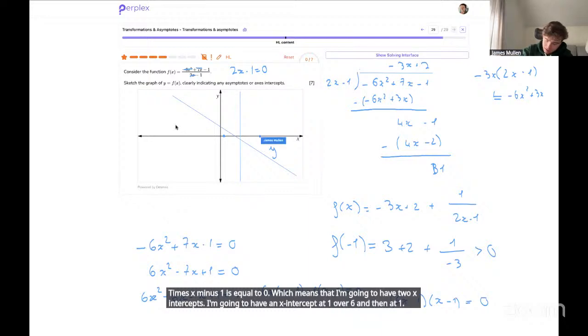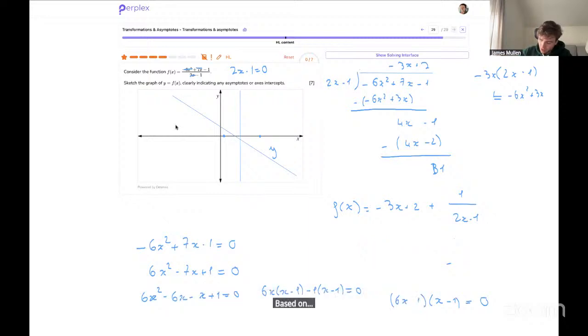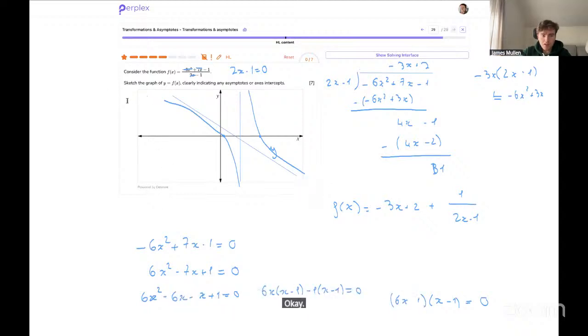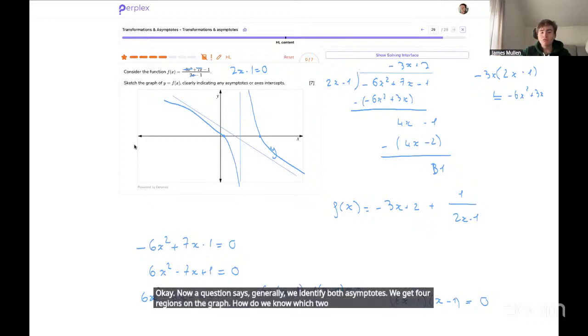So if I actually draw this now, based on the x-intercepts, I know that I'm going to have something like this and something like this. If I draw it a bit better, it's going to come through here like that. Okay. Now, a question says, generally, we identify both asymptotes. We get 4 regions on the graph. How do we know which 2? Yeah, exactly. We can use the roots to get the shape. That's exactly the right idea, and exactly the idea that I missed 30 seconds ago when I tried this the first time.